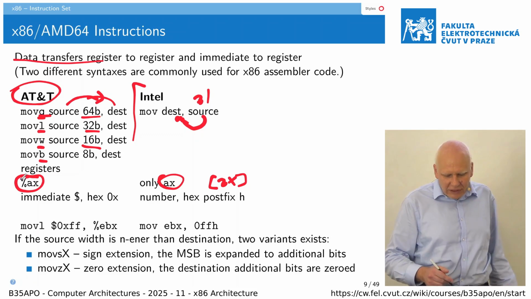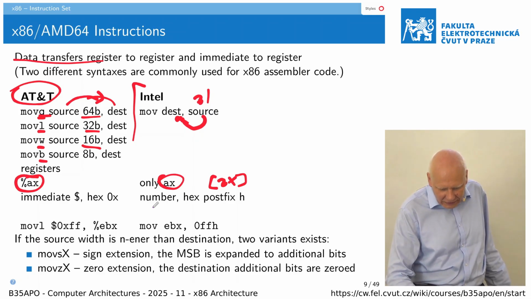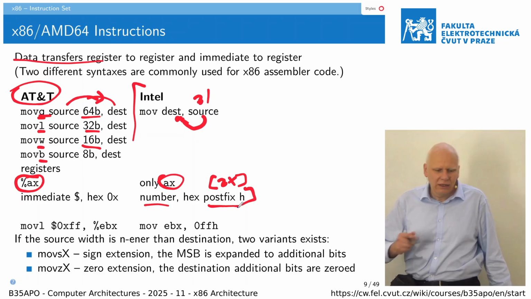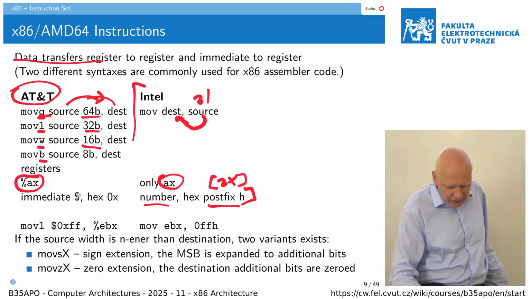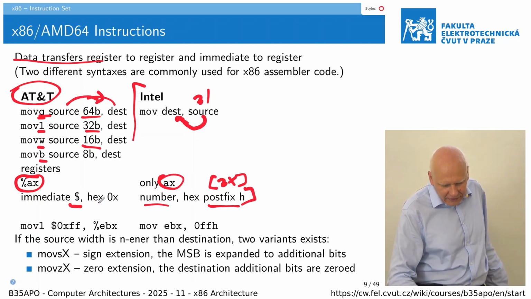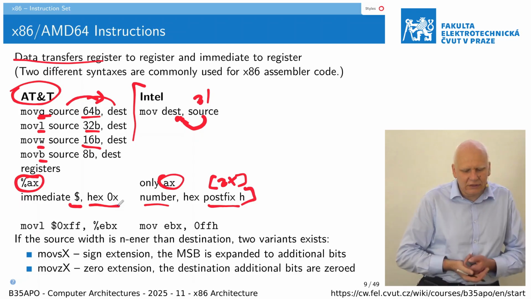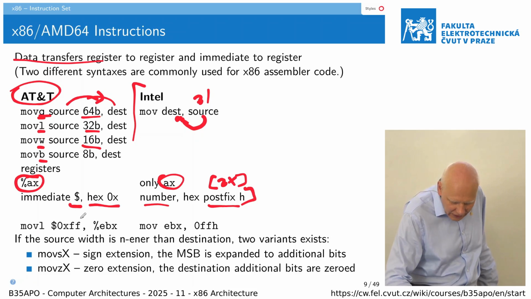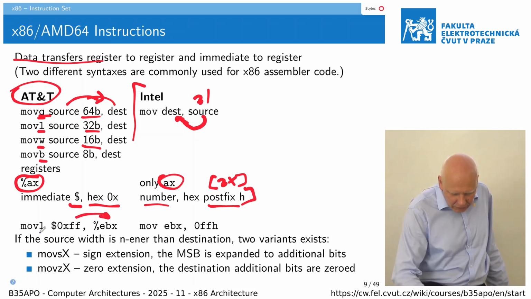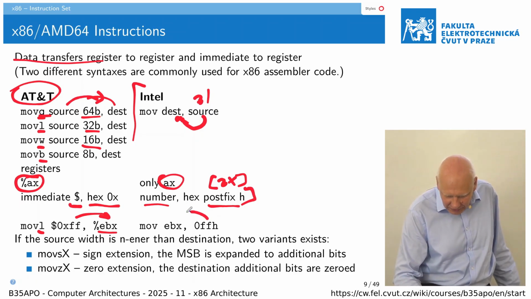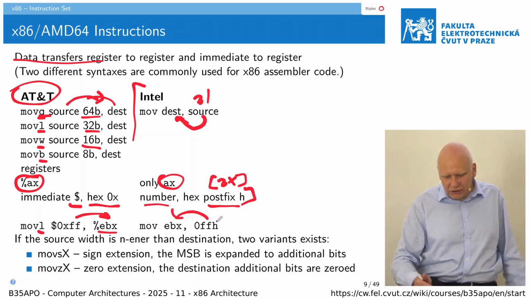As for the immediate operand, in the Intel syntax it is a plain number, or if the number ends with the H suffix, it is hexadecimal. In the AT&T syntax, the immediate values start with the dollar character, and hexadecimal is written the same way as in the C language. So basically this one is an assignment of a 32-bit value to the EBX register. In the Intel syntax it is the same, but the order is vice versa.